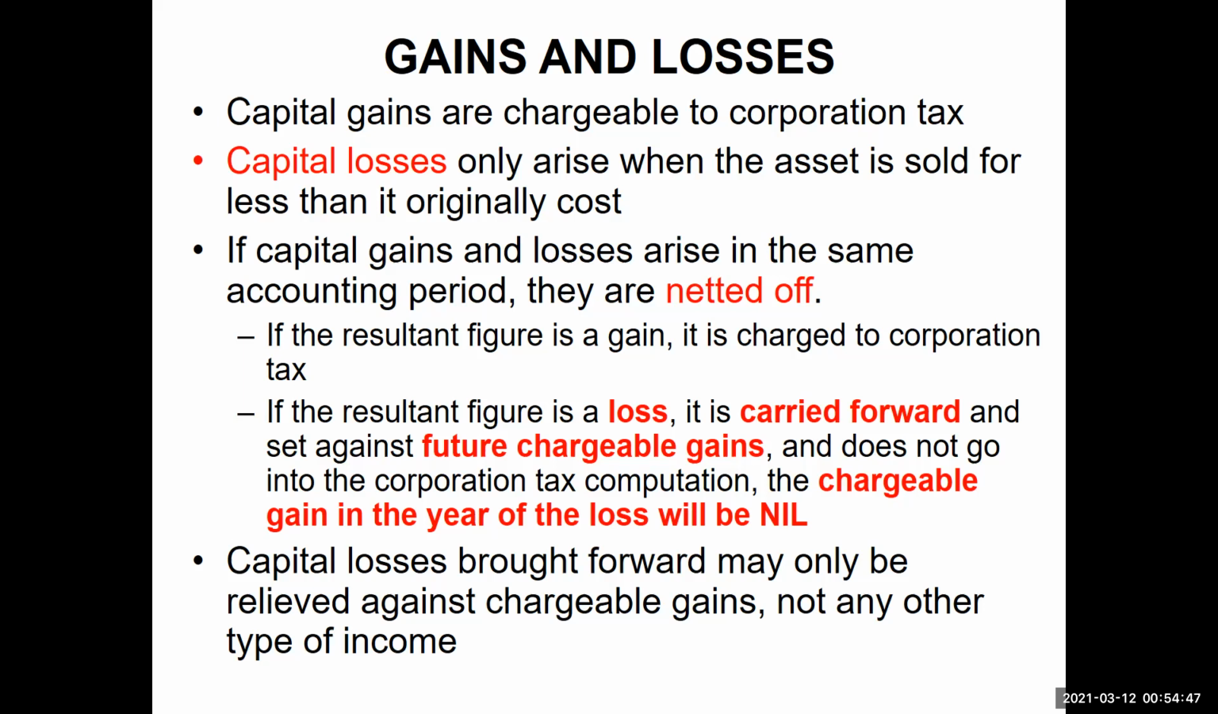We should set them off against each other. If you set off the capital losses and gains against each other in the same accounting period, and we get a gain, we charge it to corporation tax. We pay tax on it. If it is a loss, we carry this loss forward and set it against future chargeable gains, and it does not go into corporation tax computations. Any capital losses which we bring forward from previous years can only be set off against similar chargeable gains and not against any other type of income. So we take note of that.